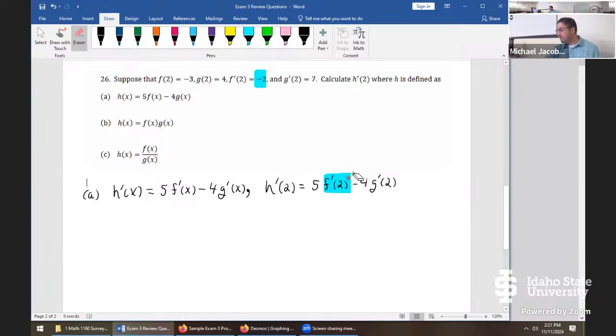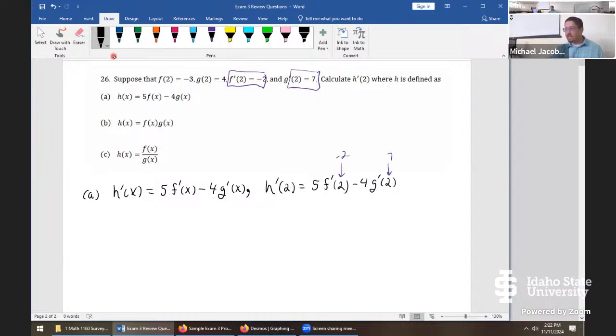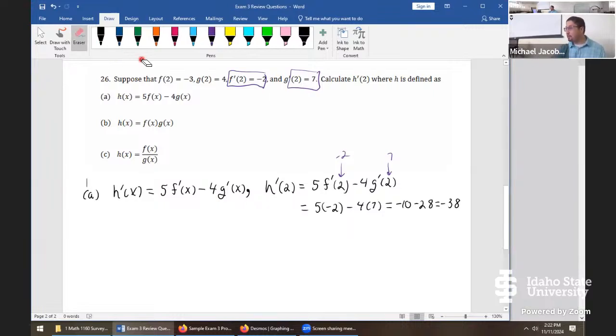Let me redo that color coding. I want to use blue for the product rule when it comes up. Let's maybe do it this way. So we'll throw a -2 inside there, and we'll throw, for g prime of 2, a 7 there. So on the next step, we have 5 times -2 minus 4 times 7. This is now turning into -10 minus 28, equaling -38. Unless I messed up my arithmetic, let me double check. Seems okay. Well, any questions, folks, with part A?